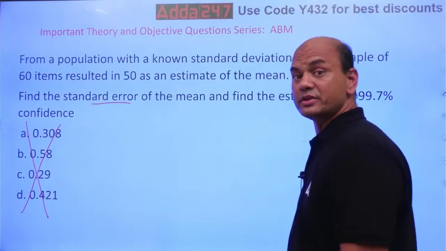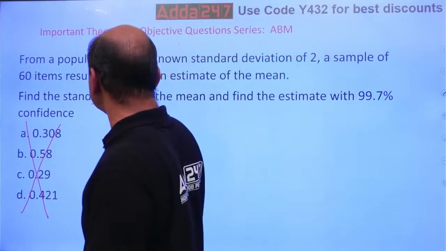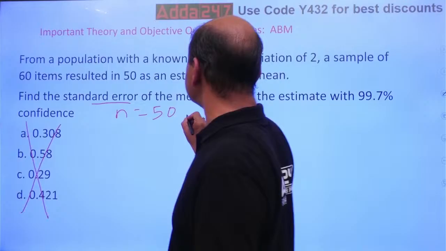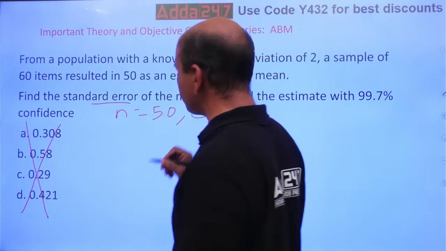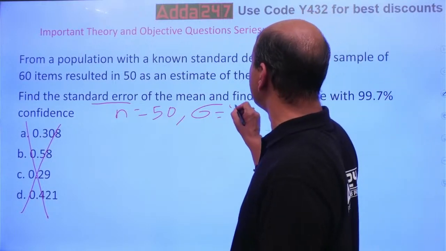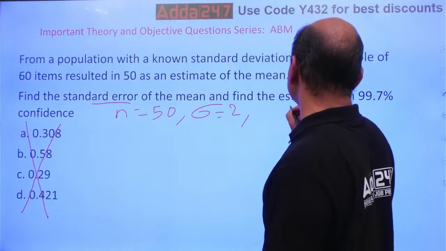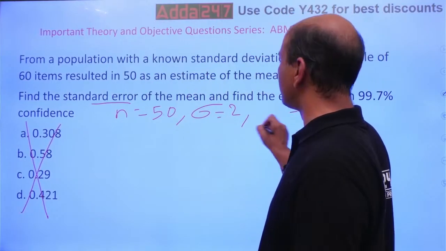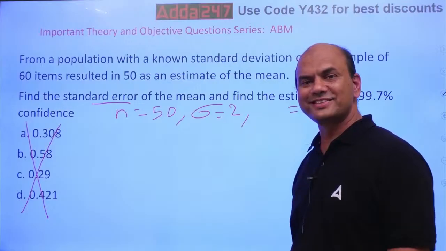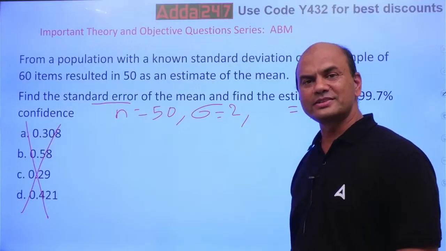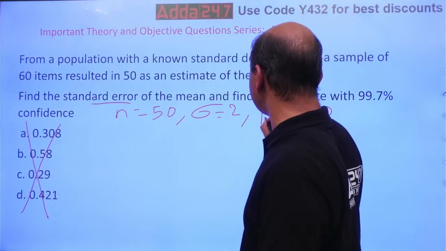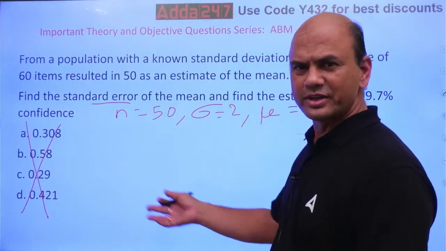So n equals 50. What is the standard deviation? Psi equals 2. Now, what is this 50 called as? In the comment section, tell me, what is this 50 called as? 50 is called the population mean, mu. Just now we did it.